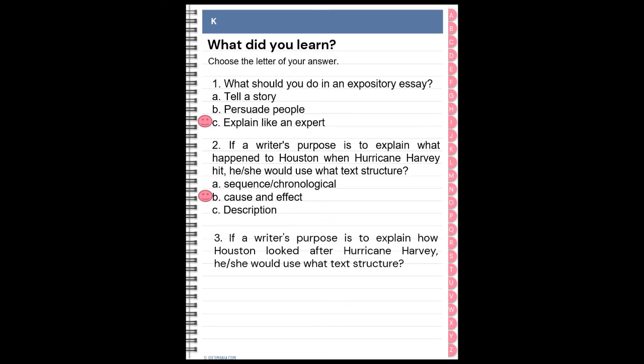Number 3. If a writer's purpose is to explain how Houston looked after Hurricane Harvey, he or she would use what text structure? Sequence or chronological, cause and effect, description. The answer is description.